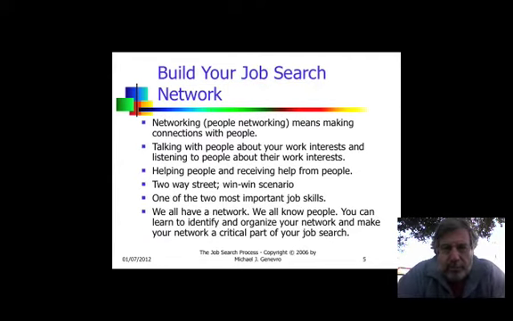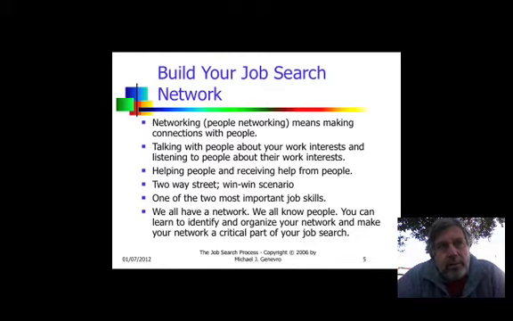Building your job search network. Networking. Several years ago I was in a professional networking group called ProMatch. The people who ran it would estimate something on the order of 70% plus of the jobs that people find involve some form of networking, some form of contact with other people.